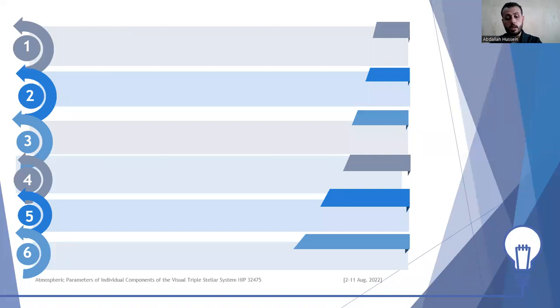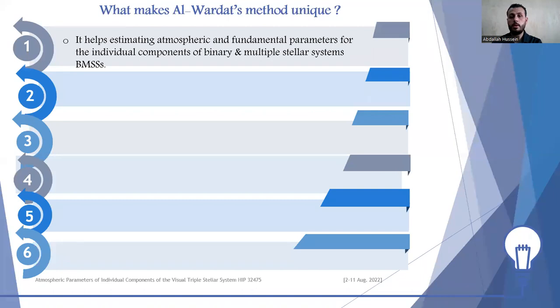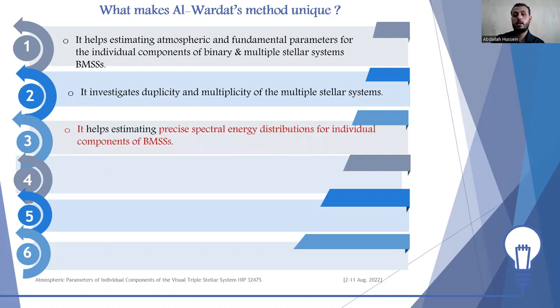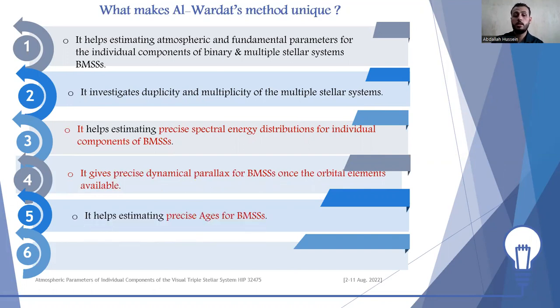Because of that, we will use the Al-Wardat method for analyzing binary and multiple stellar systems. What is the uniqueness of this method? It helps in estimating atmospheric and fundamental parameters of the individual components. It investigates duplicity and multiplicity of multiple stellar systems. It helps in estimating precise spectral energy distributions and a precise dynamical parallax along with orbital elements availability. It also helps in estimating the precise age of the systems and discussing formation and evolution of binary and multiple stars.